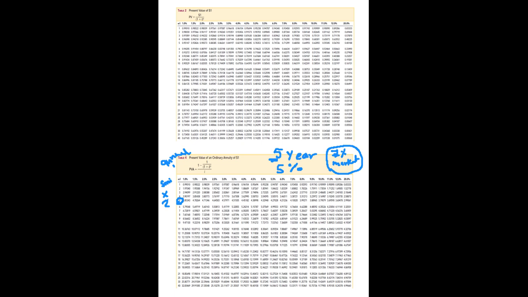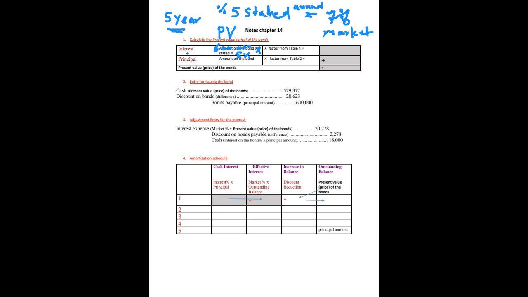We will go to 7% and 5 payments. This is the factor that we are going to use for the interest, which is 4.10020. We will take the factor here and use it in our example, times the factor from table 4. Again, table 4 is for the interest only, which we said was 4.10020, and we will have here the present value for the interest.